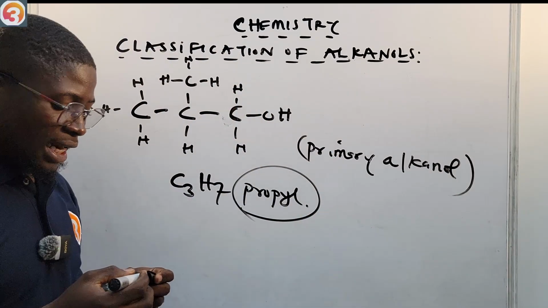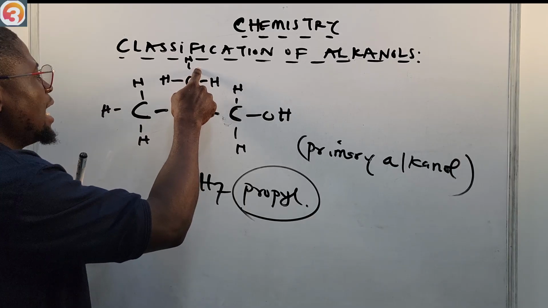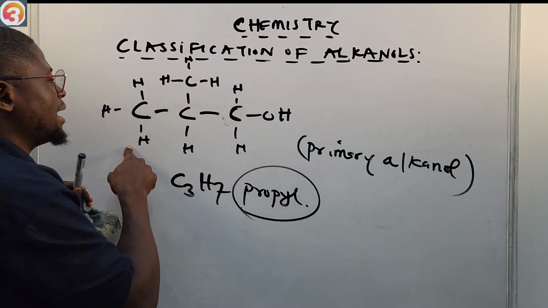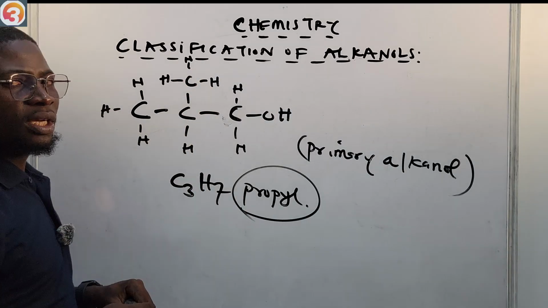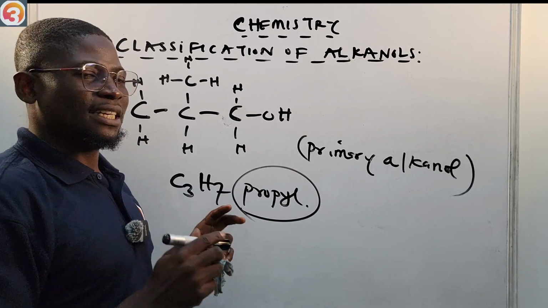If I was an examiner, this is the kind of question I would set for you so that you will feel it. Because somebody will say, see the methyl group here, see the ethyl group here, so two now, secondary. If you say secondary, you are wrong. If you say tertiary, you are wrongest. The correct answer there is primary alkanol.